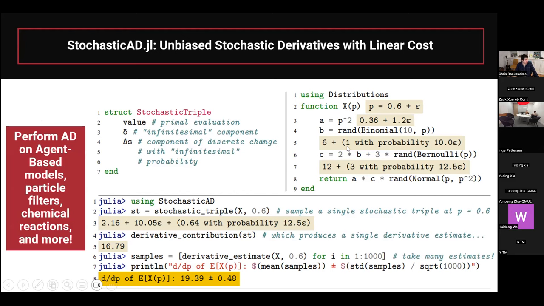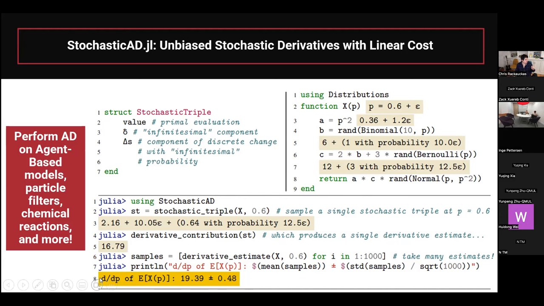And so what this looks like in practice is you can start to write down these simulations where you say, okay, X is a function of P. I take a random binomial with respect to P. Let's say I got out 6, but there is a small infinitesimal probability it could have also been a 7. And if you do this in a specific way, then you can extend automatic differentiation, where you take a simulation like this, and automatic differentiation generates a new program such that the expected value of the new program is the derivative of the expected value of the original simulator.